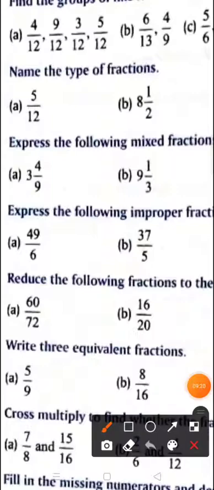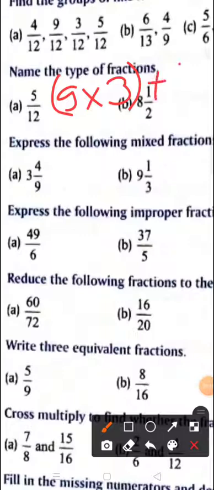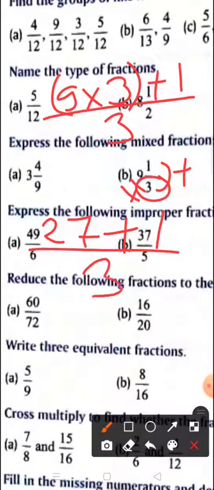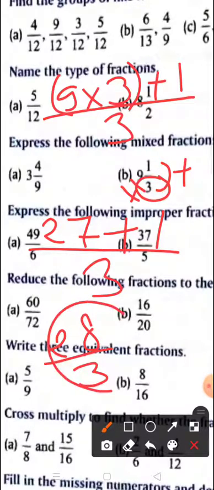See, I have taken one more question. 9 into 3 plus 1. 9 into 3 multiply, then add this, upon 3. 3 9s are 27, plus 1, upon 3. Add it: 28 upon 3 is your answer as an improper fraction.